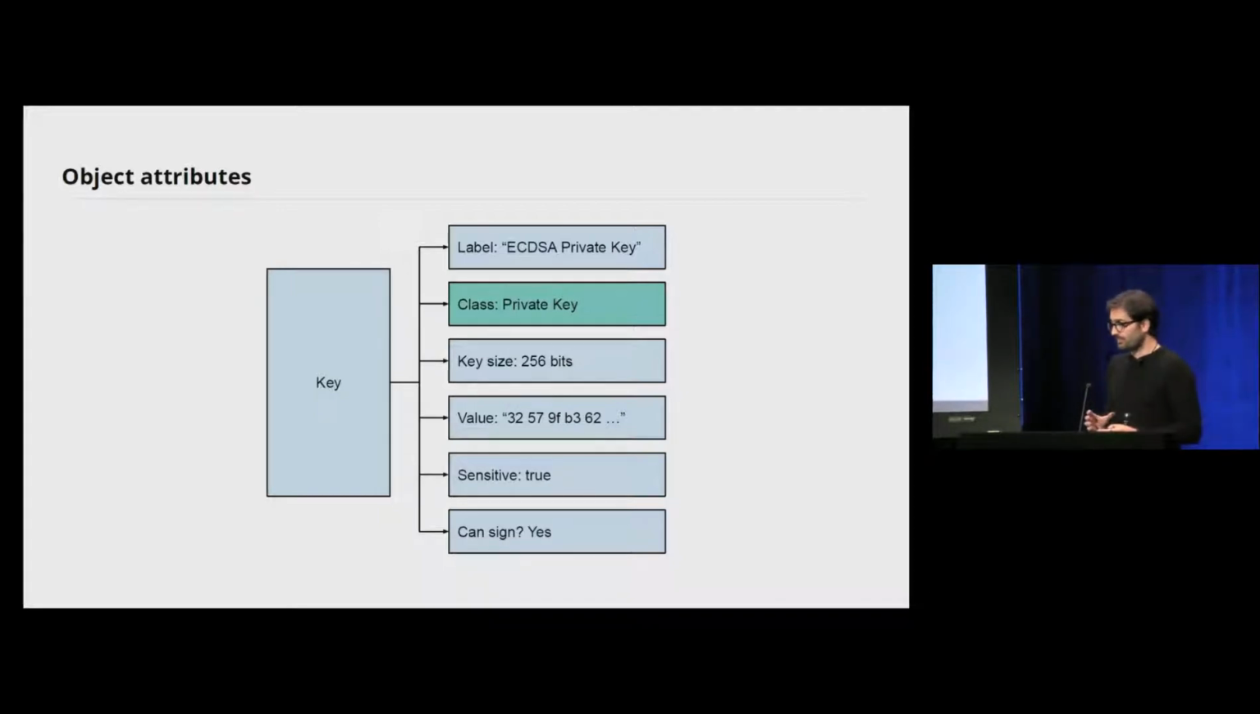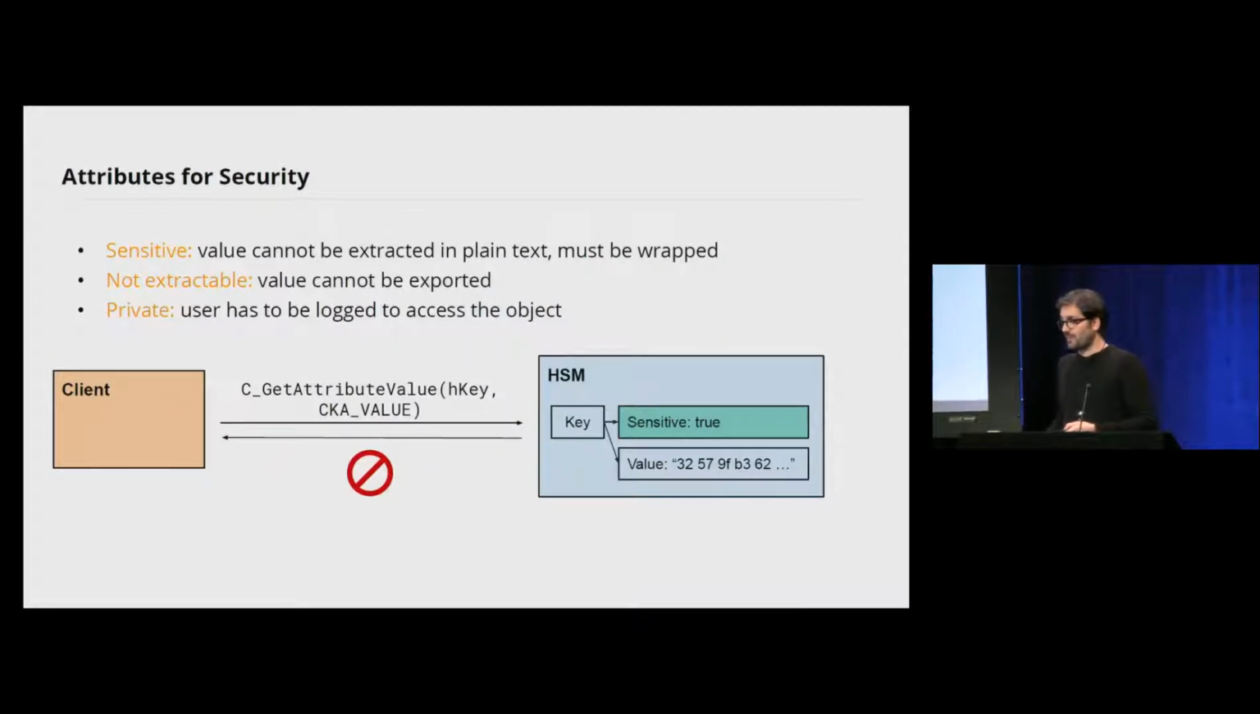Objects are composed of attributes. Each object has a class attribute that defines its role, and the other attributes depend on that class. For example, here is a private ECDSA key. You can see it has a value attribute. The value of the key is actually an attribute. And you can get its role. It can be used for signing in that case, not for encryption. And these attributes are critical for security. For example, for an object that has a sensitive attribute, the value of this object cannot be extracted in plain text. It must be wrapped with another key, usually a key that stays in the HSM. You have an extractable attribute. If the object is not extractable, its value can never be extracted, even if it's wrapped with another key. And another interesting attribute is the private attribute. It means that the user has to be logged in to access the object.